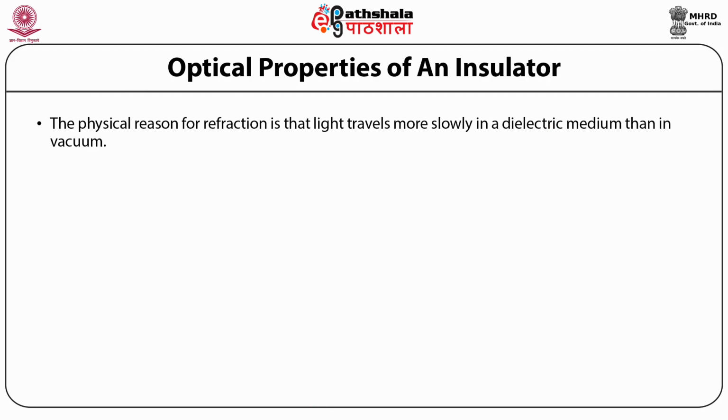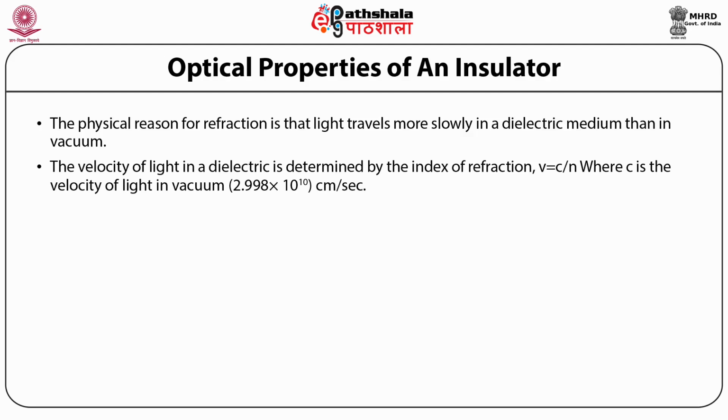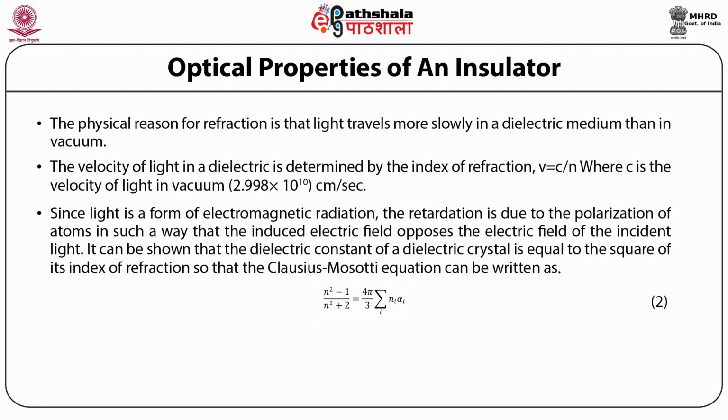The physical reason for refraction is that light travels more slowly in a dielectric medium than in vacuum. The velocity of light in a dielectric is determined by the index of refraction, v is equal to c by n, where c is the velocity of light in vacuum, which is 2.998 times 10 to the power 10 centimeter per second. Since light is a form of electromagnetic radiation, the retardation is due to the polarization of atoms in such a way that the induced electric field opposes the electric field of the incident light.